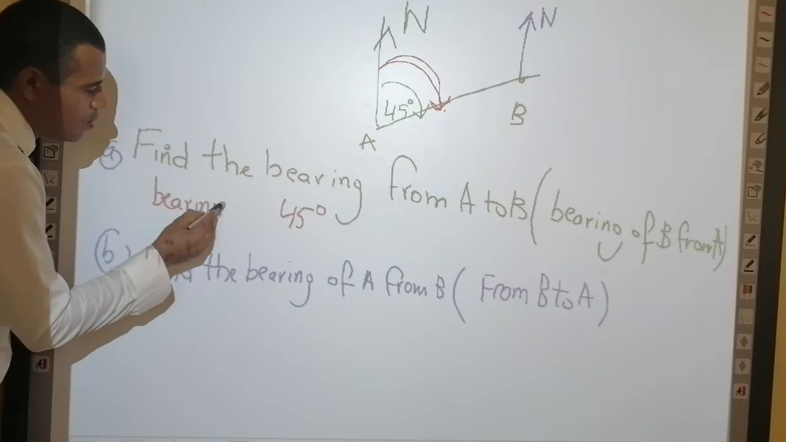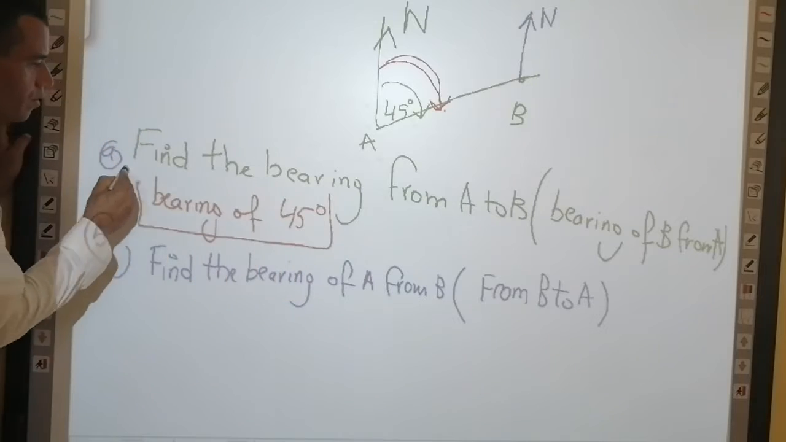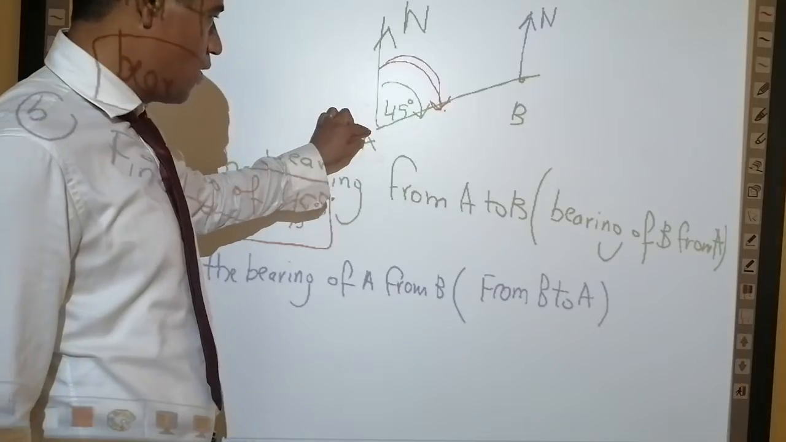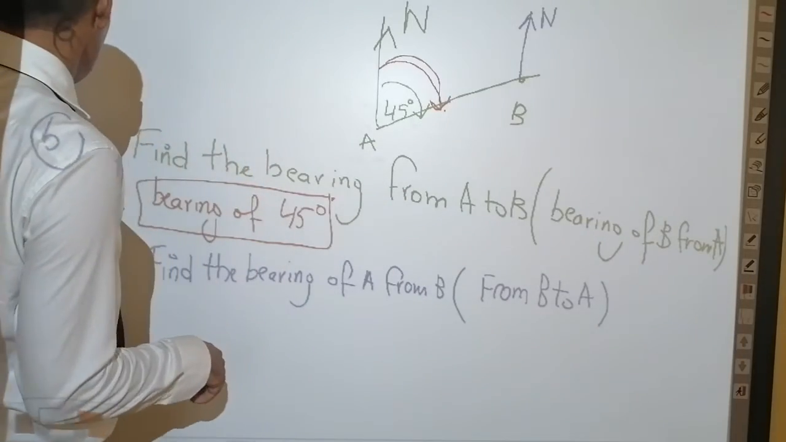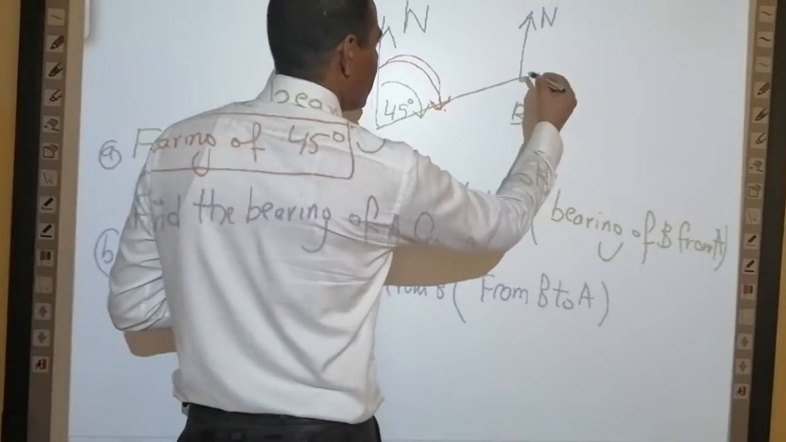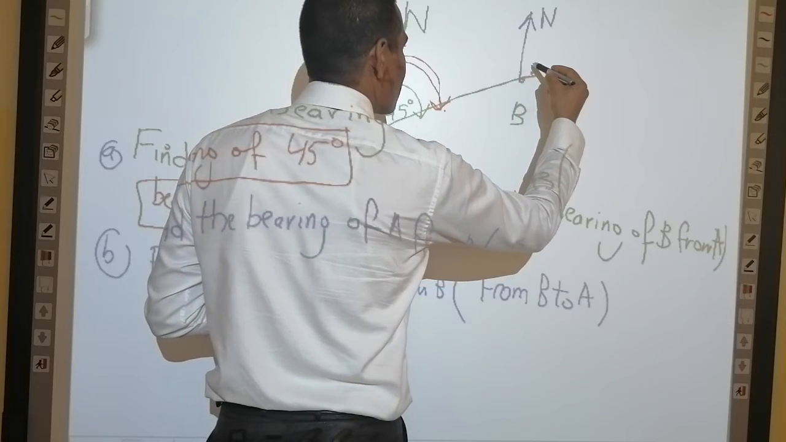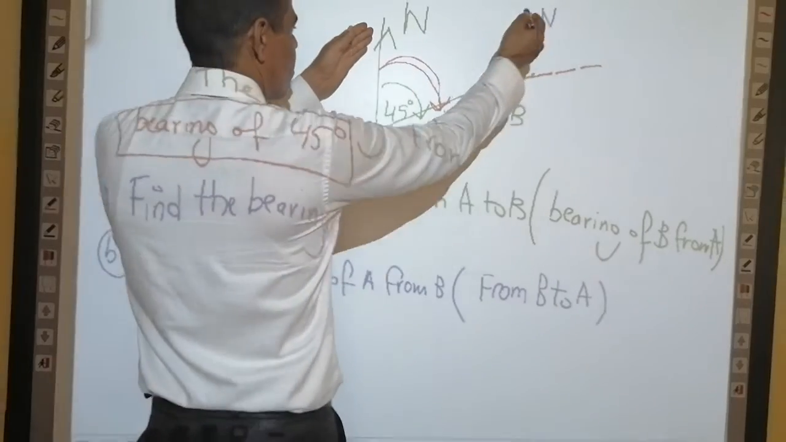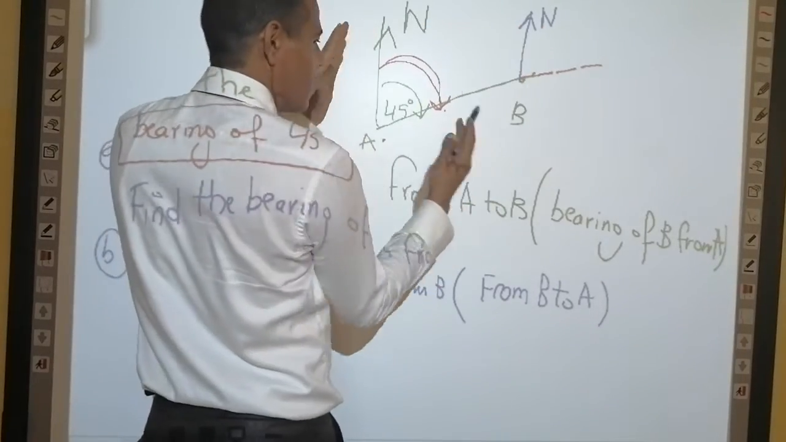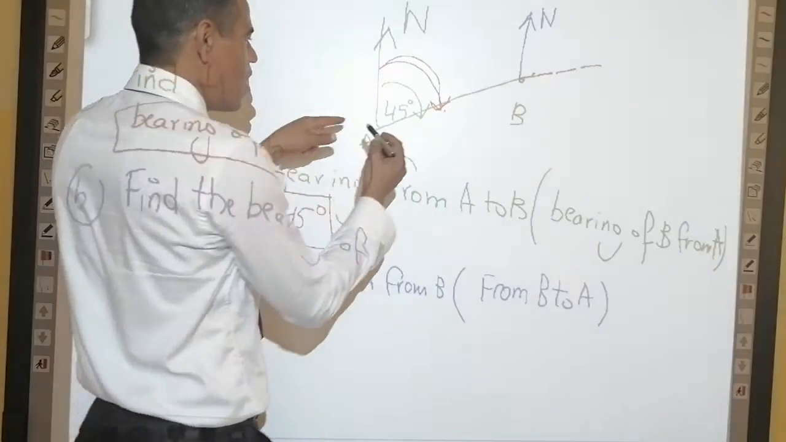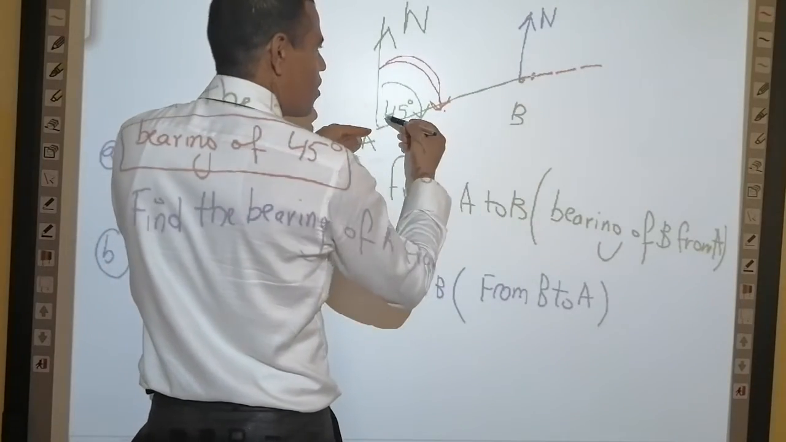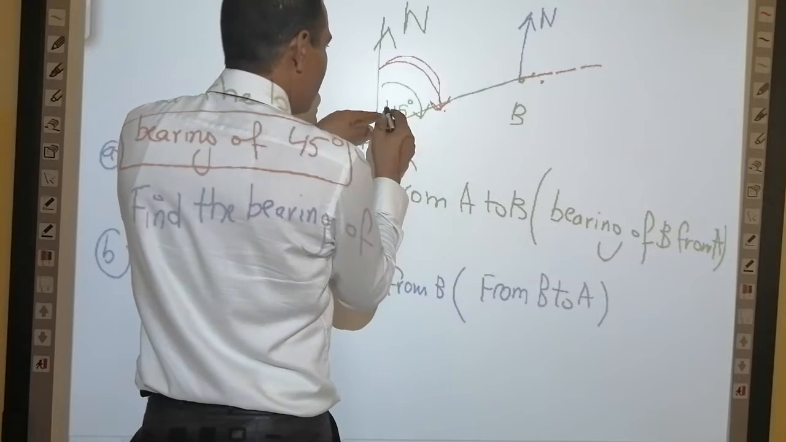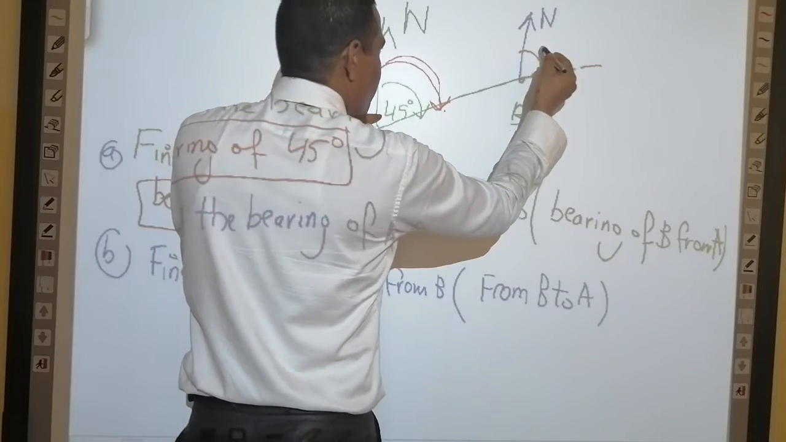The bearing is 45 degrees. Okay, the next one. Find the bearing of A from B. Here, my kids, look, you should extend this dashed line. What do you think about this normal and this normal, or this north direction and this north direction? Are they parallel? Of course, yes. And the third line is the transversal, meaning the line that cuts the two parallel lines. If this is 45, this one is also 45 degrees.